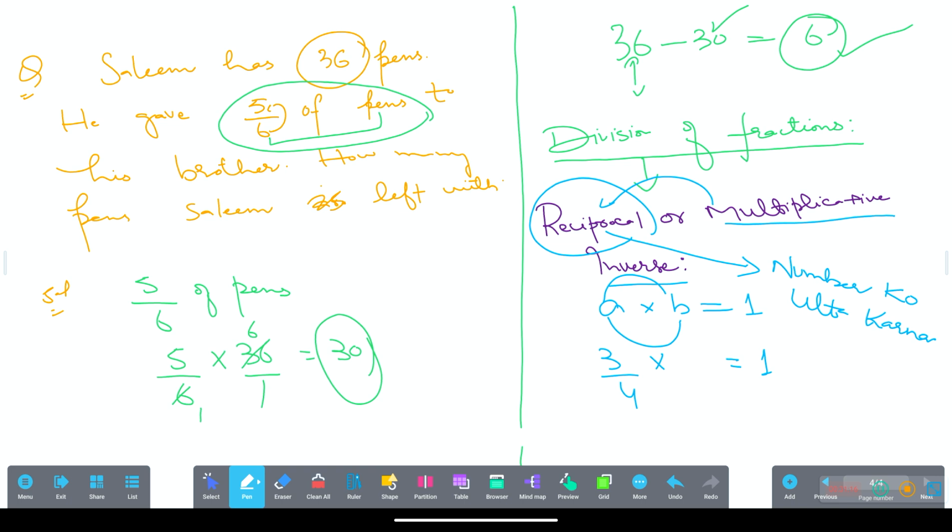If it is 3 by 4, what will be the reciprocal? 4 by 3. Now see, multiply कर लो, cancellation first. Cross cancellation: 4 cancels with 4, 3 cancels with 3, and the result will be equal to 1. So simple: reciprocal or multiplicative inverse simply means number को उल्टा करना. Now tell me, what will be the reciprocal of 1 by 2? Its reciprocal will be 2 by 1, or I can write 2 simply.